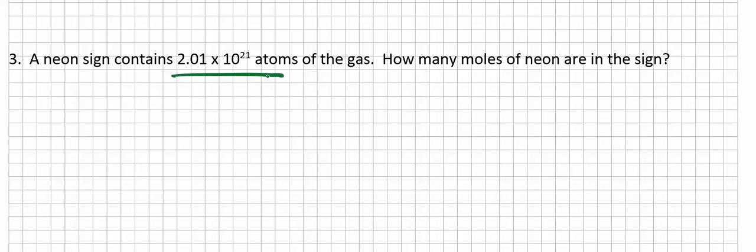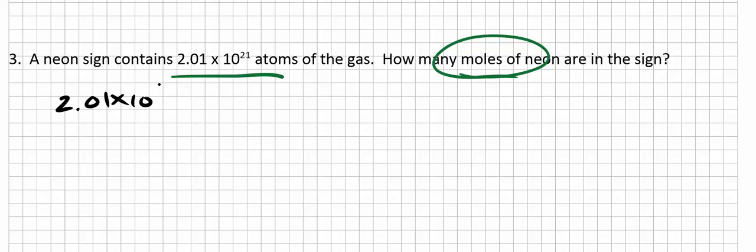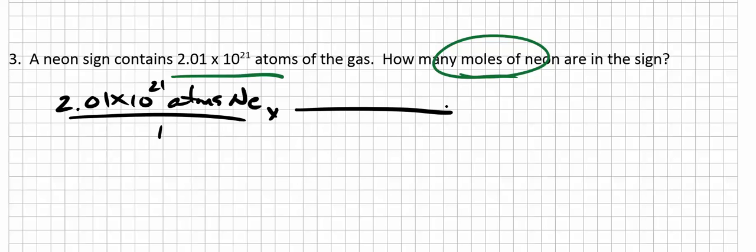So this is the number of moles of atoms of gas. I'm looking for moles this time. So I'm going to start with what I know. In this case, what I know is this number, 2.01 times 10 to the 21st, and that's atoms of gas. Just like that. Then I'm going to put that over 1 and multiply it by, remember, whatever unit's in the upper left-hand corner goes in the lower right-hand corner. So I have atoms of neon here. And I'm looking for moles, so I'm going to put moles of neon right there.